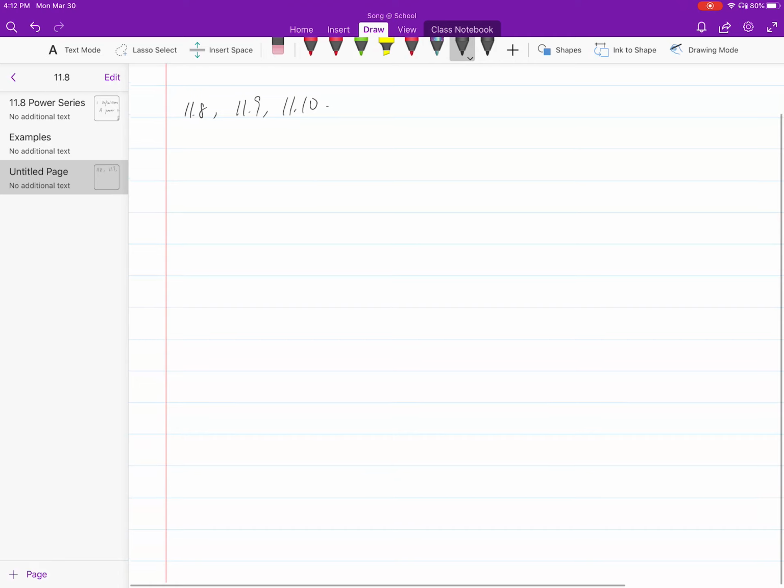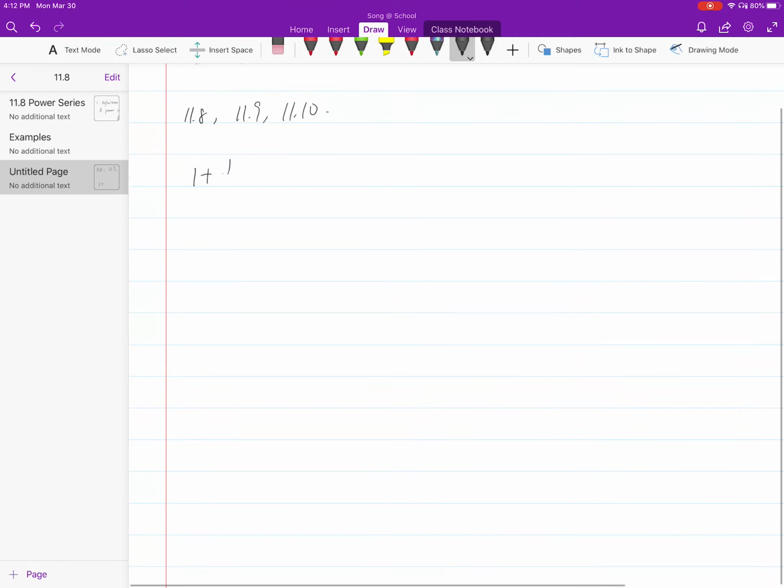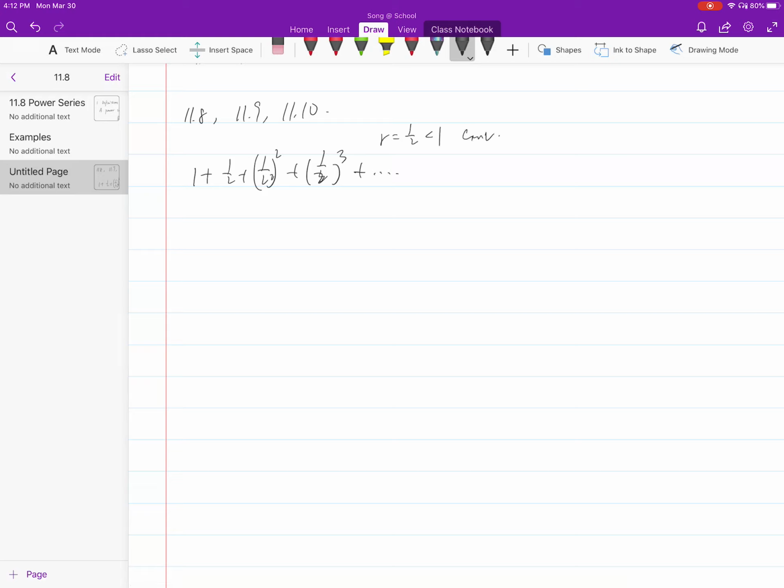So let's think about it. We have 1 plus 1/2 plus 1/2 squared plus 1/2 cubed, dot, dot, dot, which is a geometric series with r equals 1/2, less than 1, so we know it's convergent. Moreover, we know the answer is going to be 1 over 1 minus 1/2, which comes from the formula a1 divided by 1 minus r. In this case, r is 1/2.